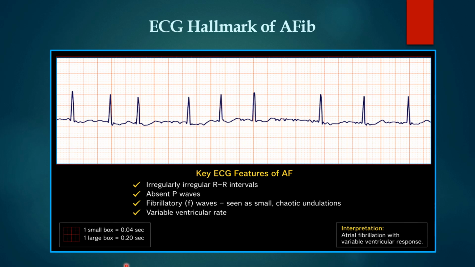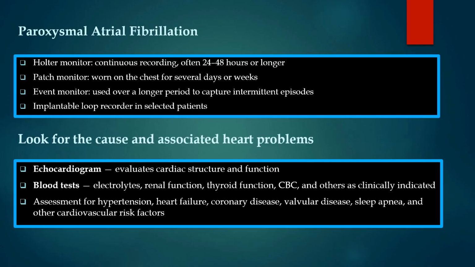How to diagnose atrial fibrillation? ECG is the main diagnostic test for atrial fibrillation. The ECG hallmarks of atrial fibrillation are irregularly irregular RR intervals, as you can see in the ECG, absent P waves, you cannot see P waves, fibrillatory waves seen as small chaotic undulations, and variable ventricular rate. As I said, ECG is the main diagnostic test for atrial fibrillation.